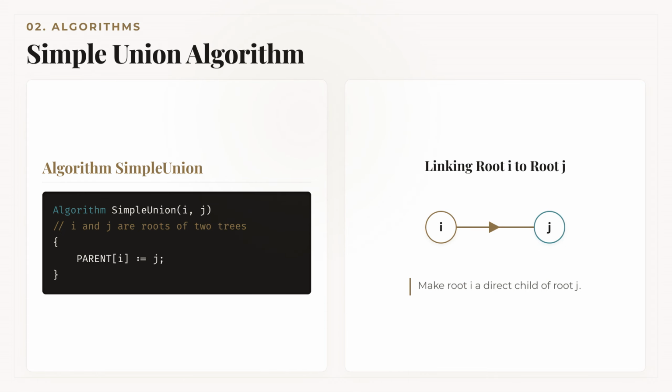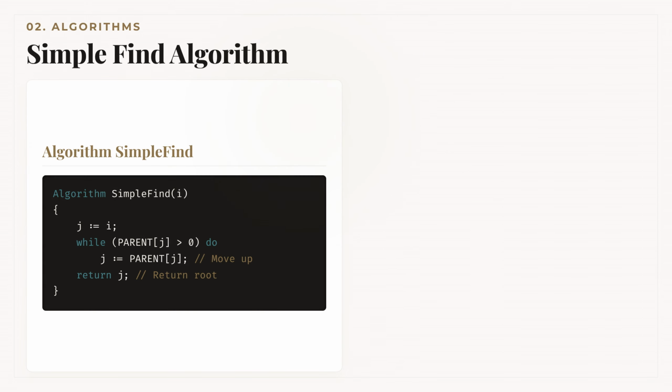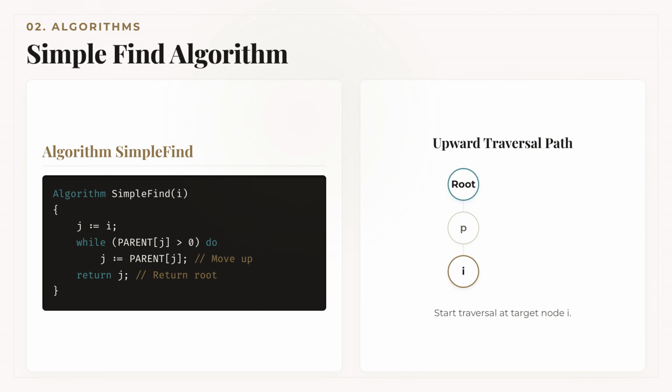Now, consider the find operation. Suppose we want to find the representative of element i. We start at i. If i is not a root, we move to its parent. Again, if the parent is not a root, we move upward. This process continues until we reach a node whose parent is 0 or negative. That node is the root. We return it as the representative of the set. This method works correctly. However, there is a serious problem. If we perform union operations carelessly, the trees may become extremely unbalanced.